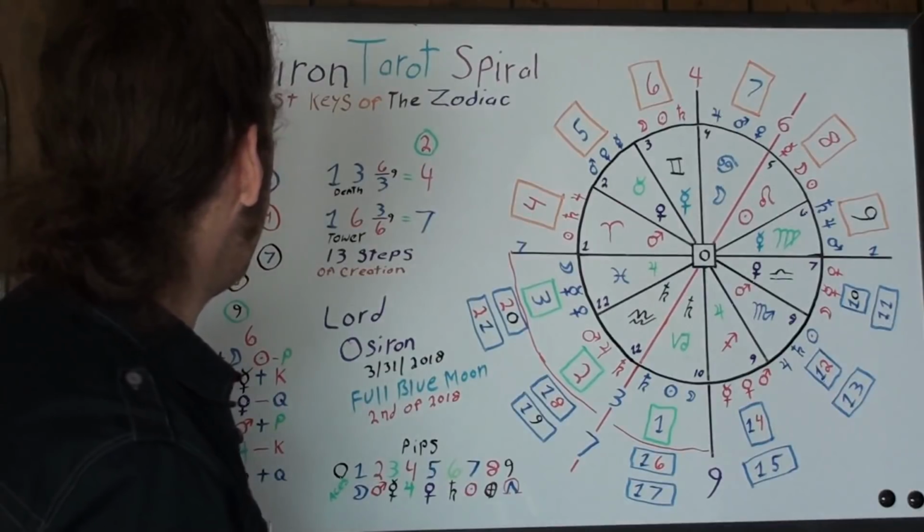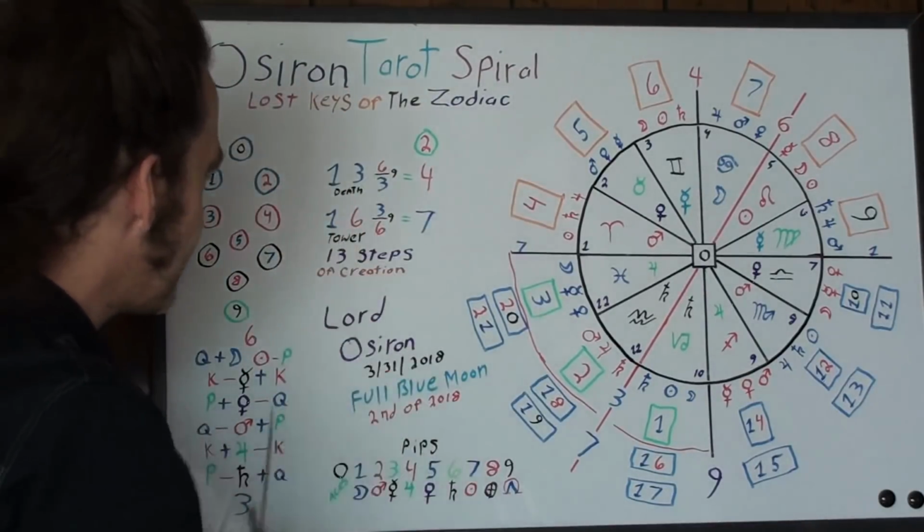So this is it. This is the Osiron Tarot Spiral, the lost keys of the Zodiac.